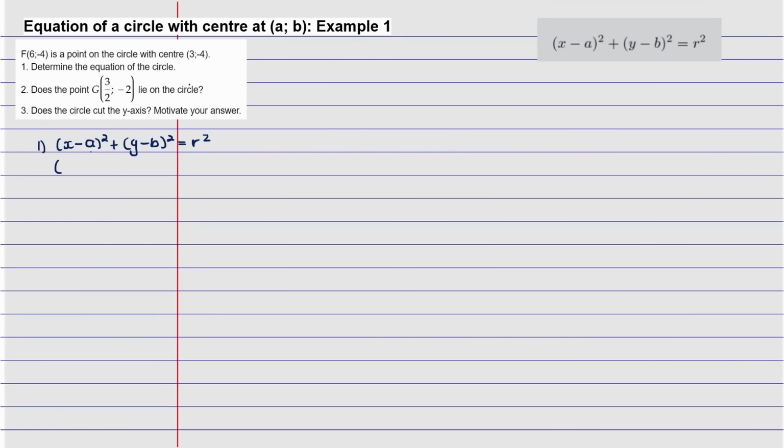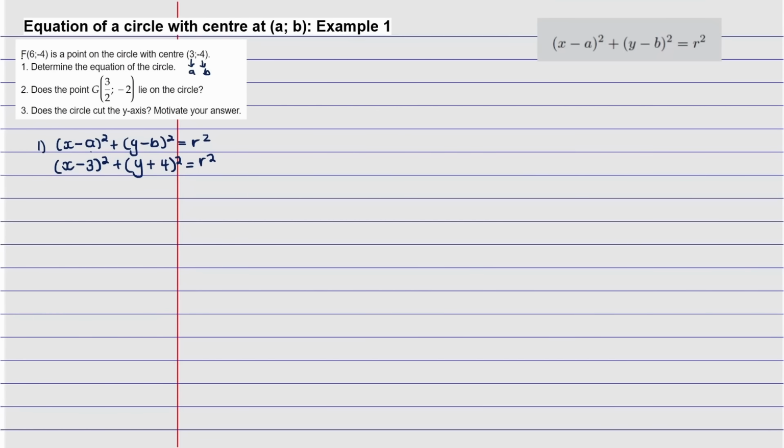So in our case, what's a? If we rewrite this equation, this represents a and this represents b, and since the center they gave us is positive 3, this is going to be (x - 3) all squared, opposite sign, plus y. Since this one is negative, it's going to be plus 4, all squared is equal to r squared. So now we have substituted a and b. What do we need to substitute? We need to substitute r, right?